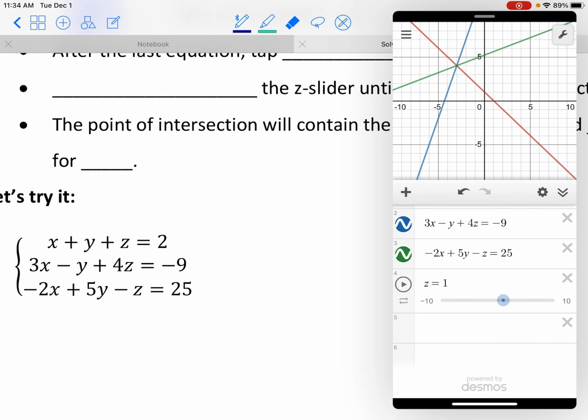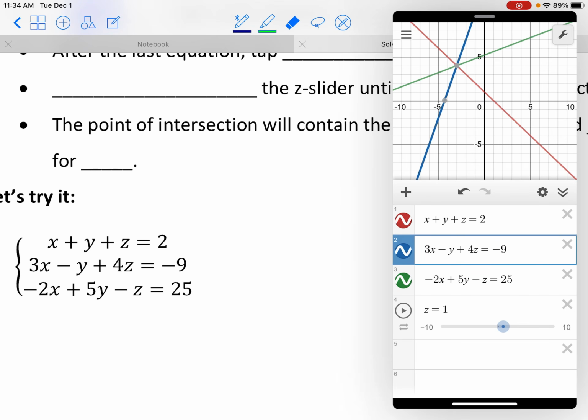There it is. Okay, so we are going to slide the value for z around until we get 3 lines that intersect, and where they intersect, that point is going to show you the x and the y value in the solution, and then the value for z is the z value in your solution.